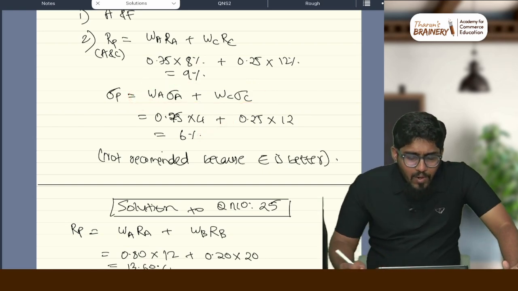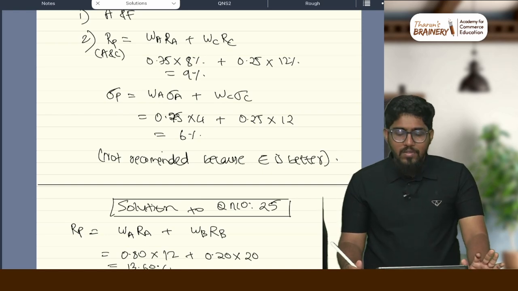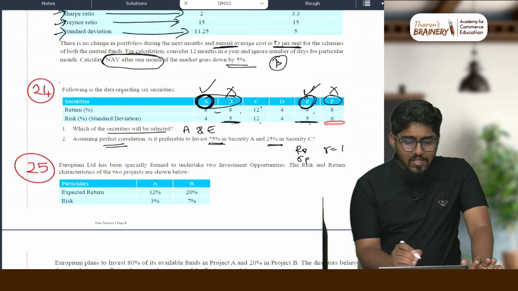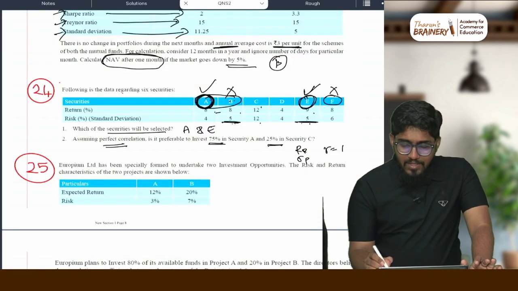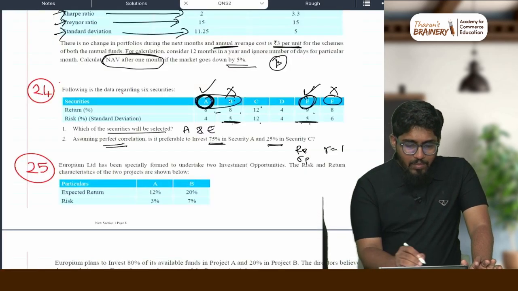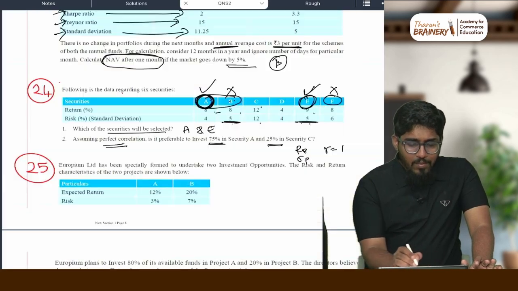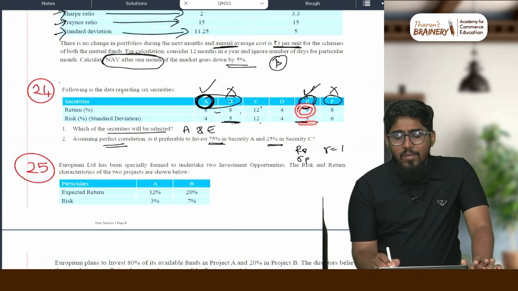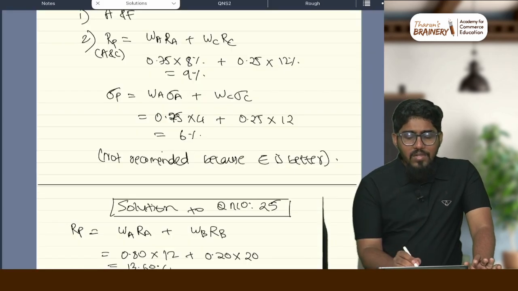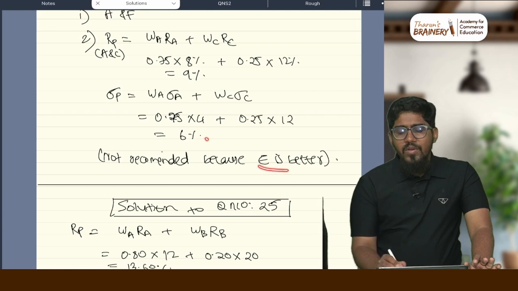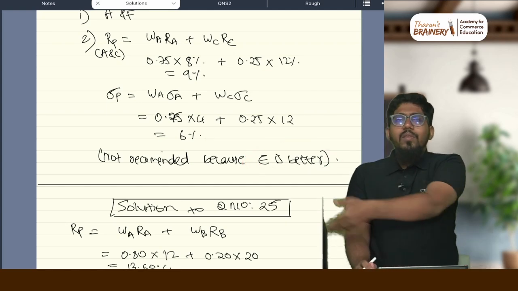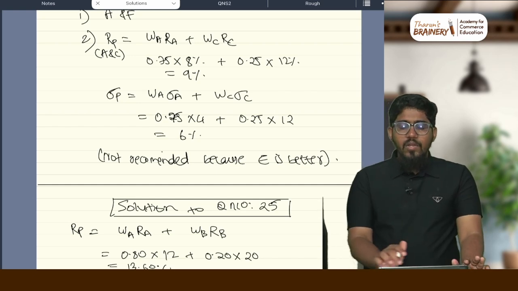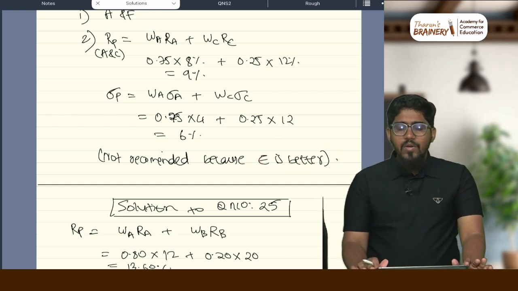Now you all tell me whether this portfolio should be accepted or not. See, the risk is 6%, but the return is 9%. The same 9% return you can earn by 5 risk in E. Here the same 9% return you have to earn by 6 risk. So it is not recommended because E is better. So instead of investing in the portfolio, invest in E. Clarity? So don't invest in this portfolio.